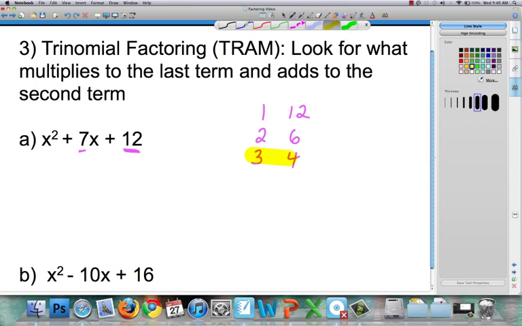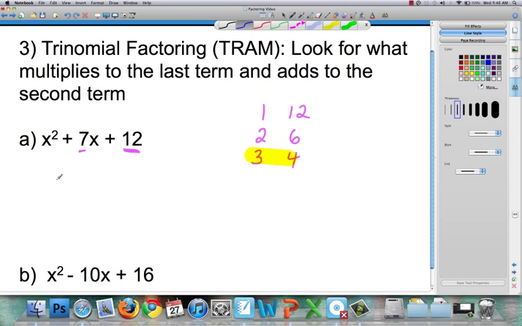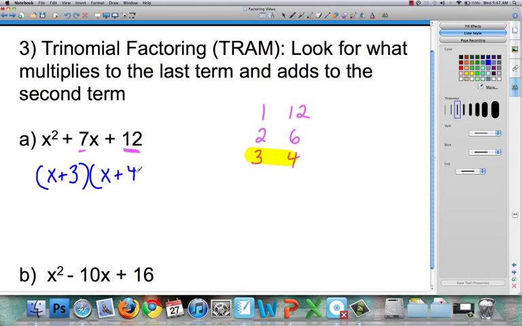Okay, so then we can write it out. We have x plus 3, x plus 4. And notice they're both plus signs because we're multiplying to a positive 12 and adding to 7.